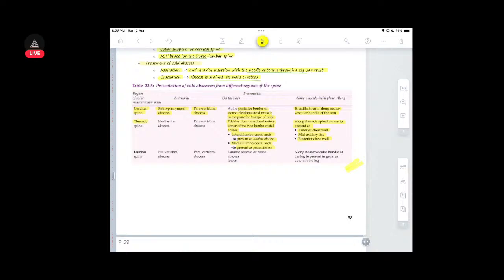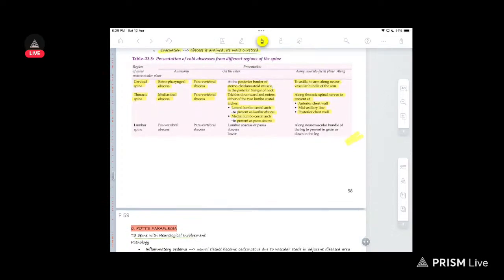In the thoracic spine, you have mediastinal abscess and paravertebral abscess. Again, it trickles down and enters either of the lumbocostal arches. The lateral arch gives a lumbar abscess, and the medial lumbocostal arch a psoas abscess. Along the thoracic nerves, it will present at the anterior chest wall, mid axillary line, and posterior chest wall. Anywhere you can find cold abscess formation. Then you have the lumbar spine: prevertebral abscess and paravertebral abscess. Lumbar abscess or psoas abscess can occur similar to above, however it will be lower.